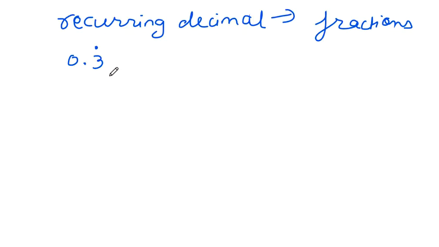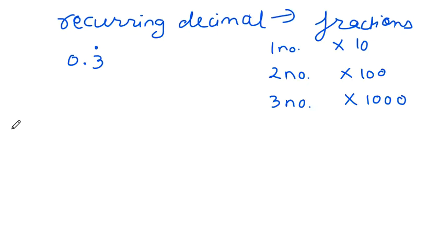That means recurring. Now, when you want to convert this into a fraction, the very first step is you multiply by the multiples of 10. Here one number is repeating, so you will multiply by 10. If two numbers are repeating after the decimal, you will multiply by 100. If three numbers are repeating after the decimal, you will multiply by 1000. So the first step, let x be equal to 0.3 recurring.